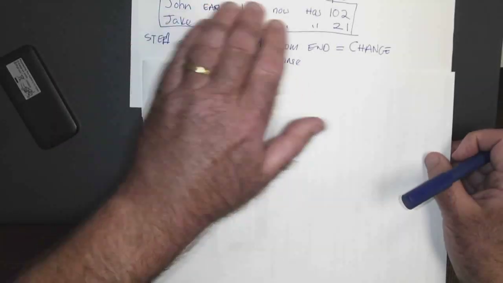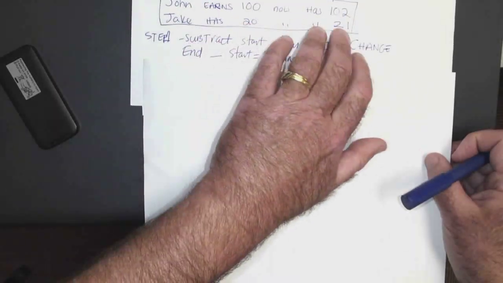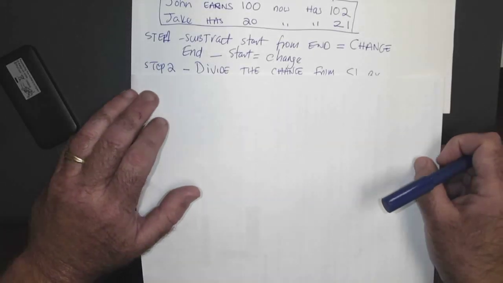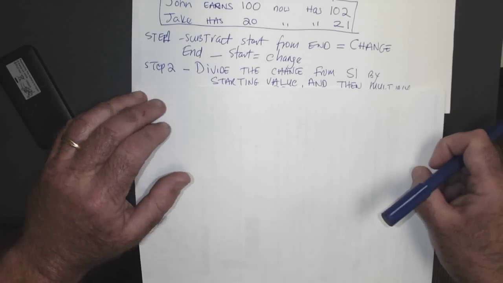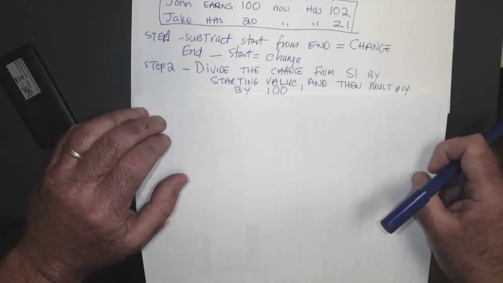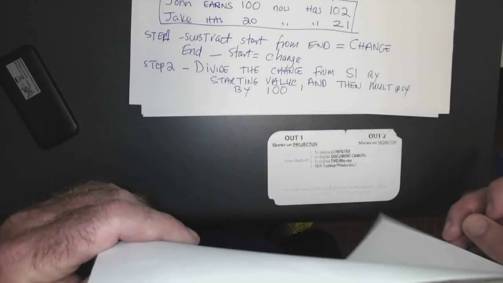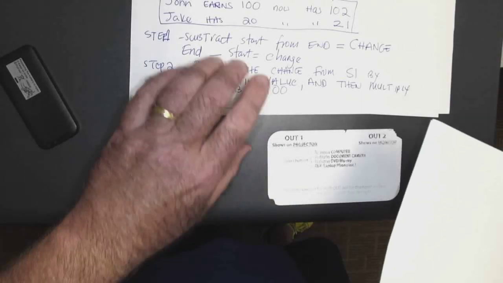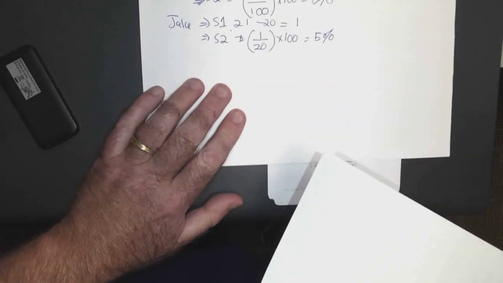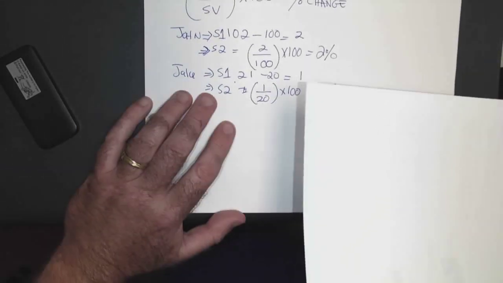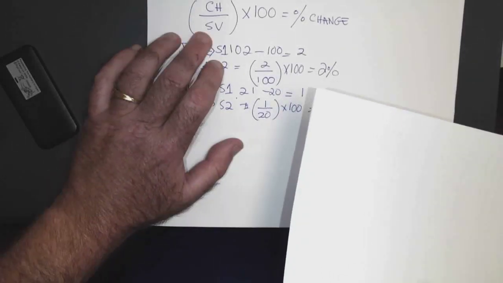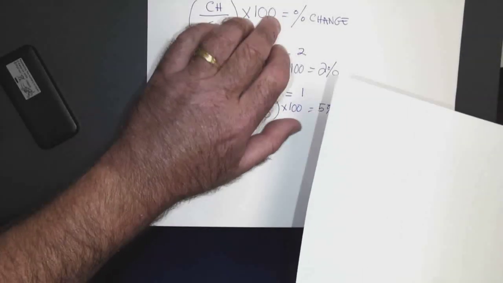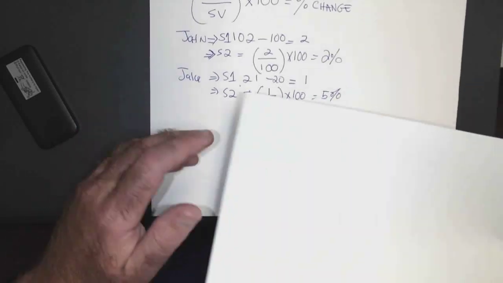So we started at 100, we end up at 102. We start with 20, we end up at 21. Step 2 is we divide the change from step 1 by the starting value and then multiply by 100. So easy peasy so far. So basically we have a formula, which is the change over the starting value, times 100.